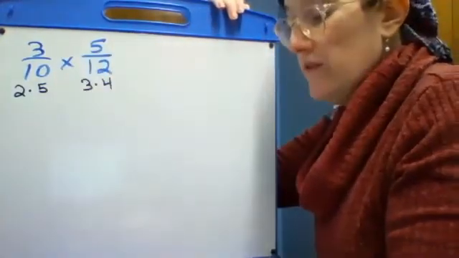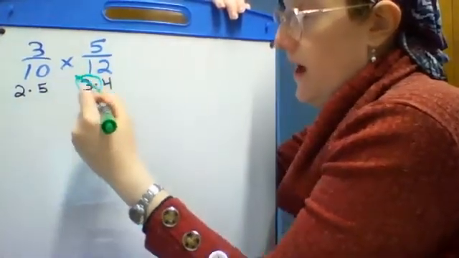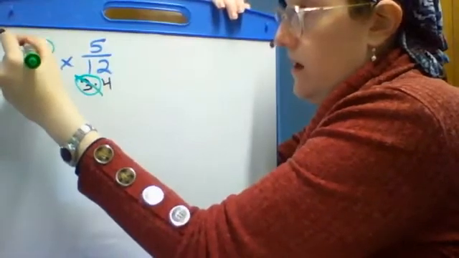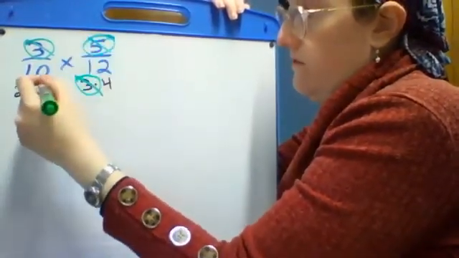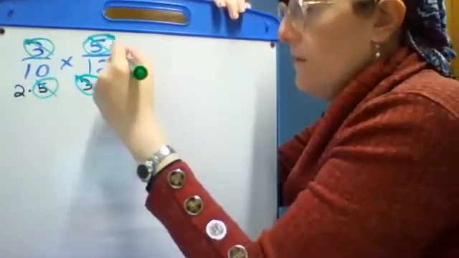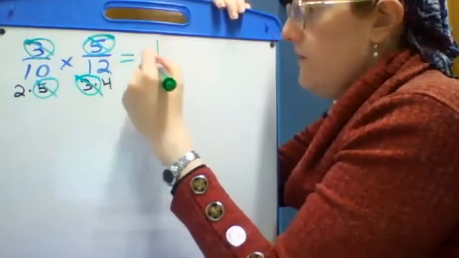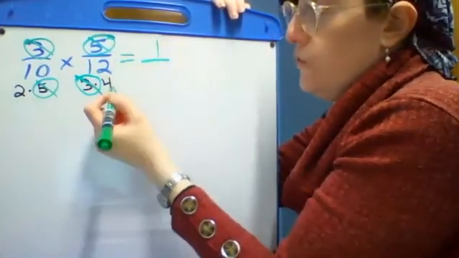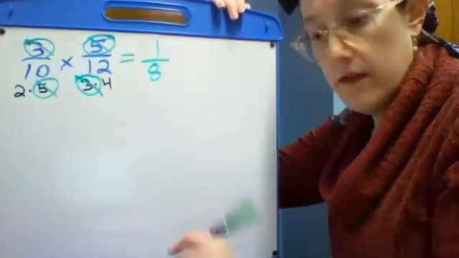So if I'm going to use those numbers instead, I can take my 3 out, take my 3 out, take my 5 out, and take my 5 out. What am I left with? Well, there's nothing on top. 1 is always a factor. I'm left with 2 times 4, and that's 8, 1/8.